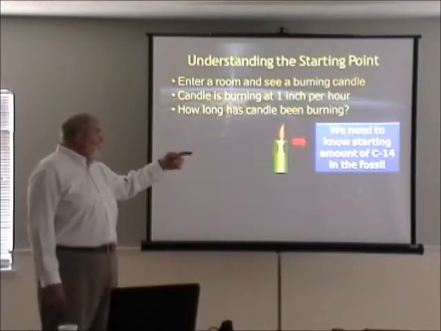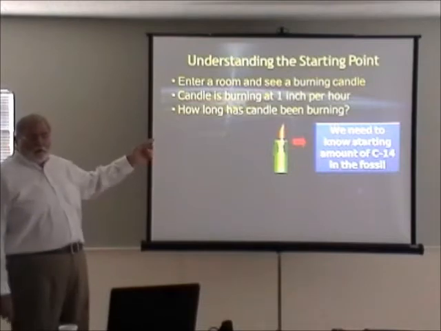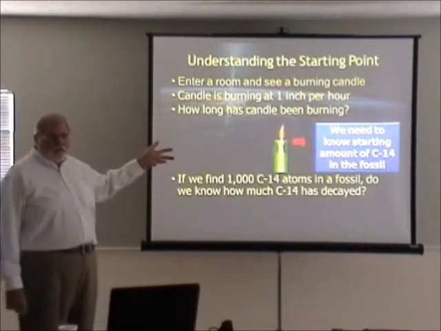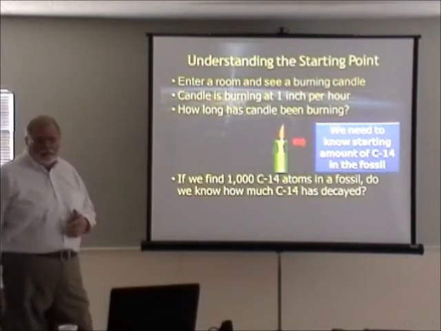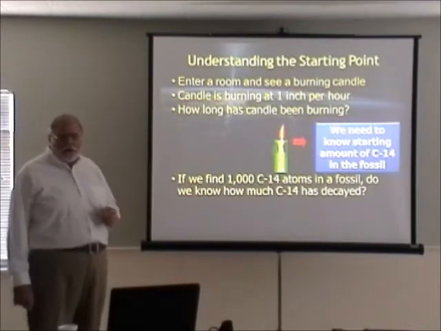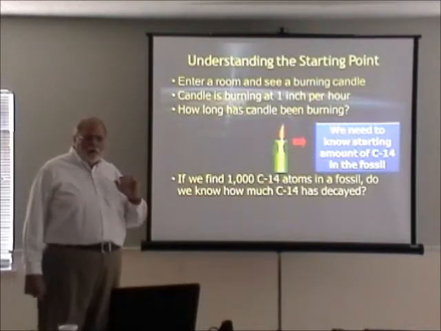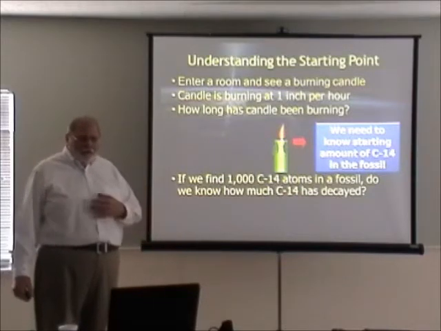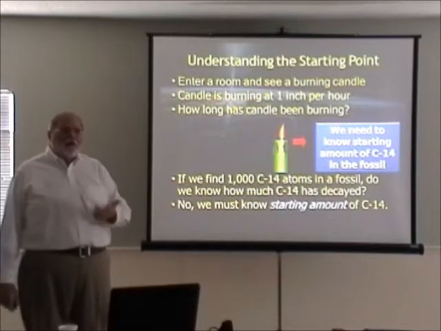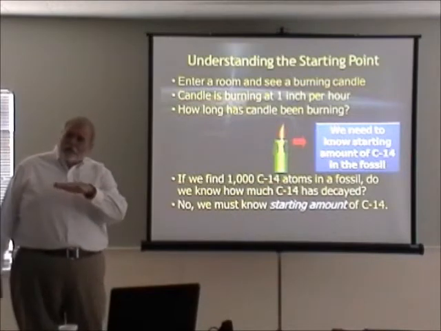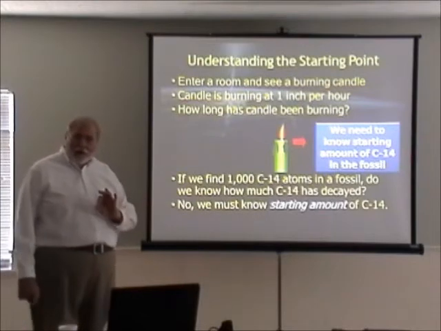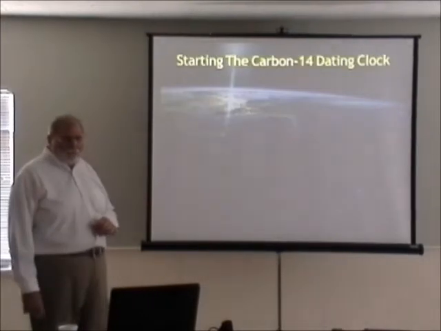And so when we talk about carbon-14, we need to know the starting amount of the C14 in the fossil. Same principle, okay? So if we find, say, 1,000 C14 atoms in a fossil, do we know how much C14 has decayed? No. No clue. We must know the starting point of C14. So there are some traps in this, right? It's not clean and straightforward.